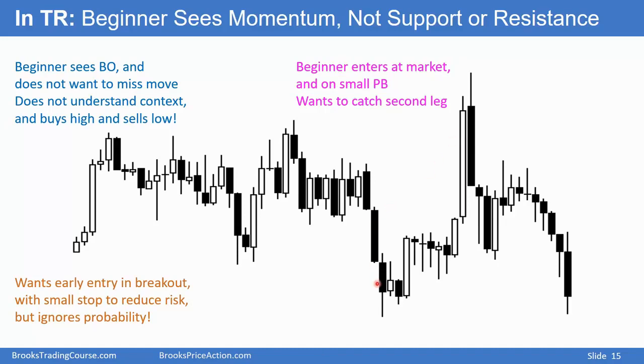And the same down here. They see it breaking out, and they want to reduce risk. They're afraid of losing their account. They usually have a small account size, so they sell, hoping that this is the start of a huge breakout. But they totally ignore probability.